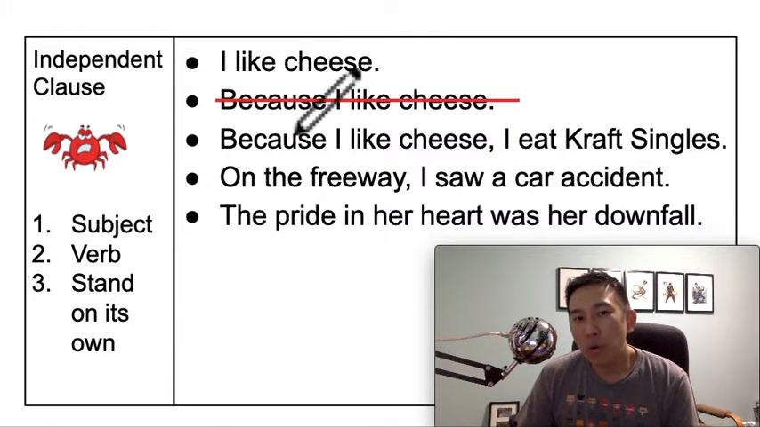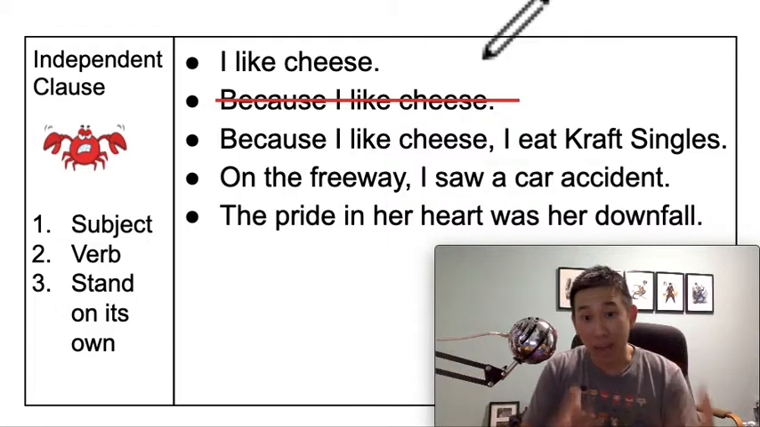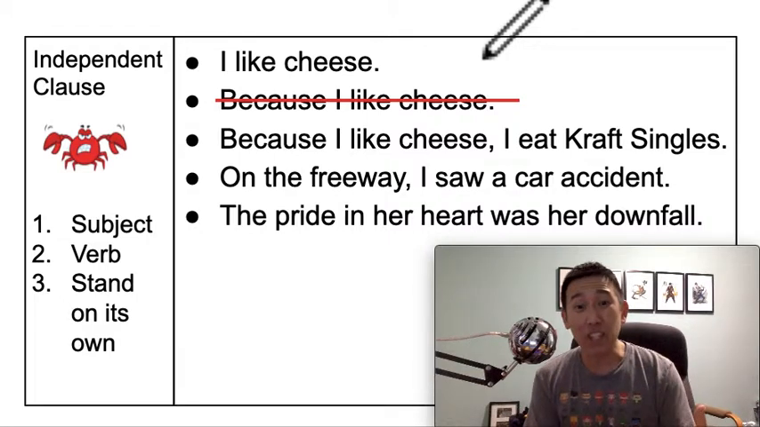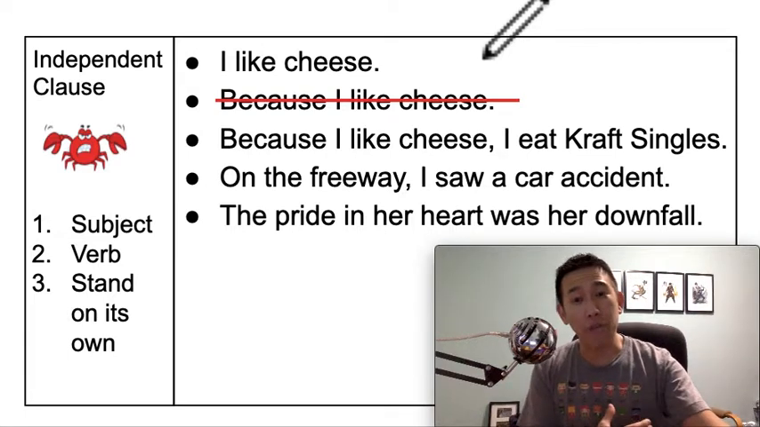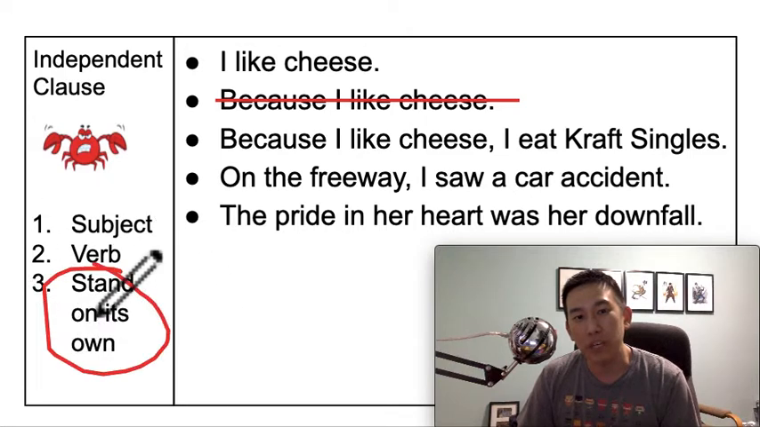But if you add a word in front of it called a subordinator, there's a separate video on this later, it changes it and it means it's not an independent clause anymore because it can't stand on its own as an independent thought. So you could say, I like cheese. That stands on its own. But if you said, because I like cheese, it sounds like there should be something after it, like a thought should follow it. So in this case, I like cheese is an independent clause, but if you add the word because in front of it, it no longer fits rule number 3 here.